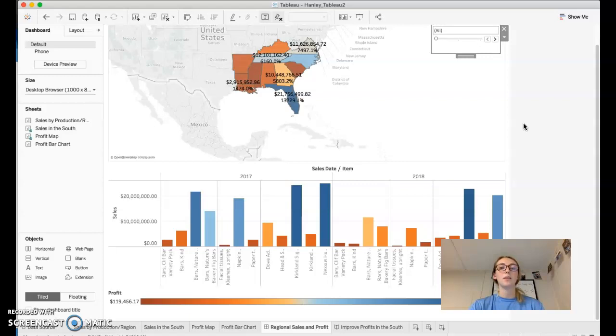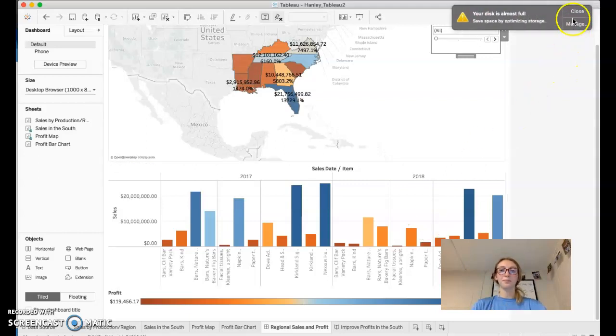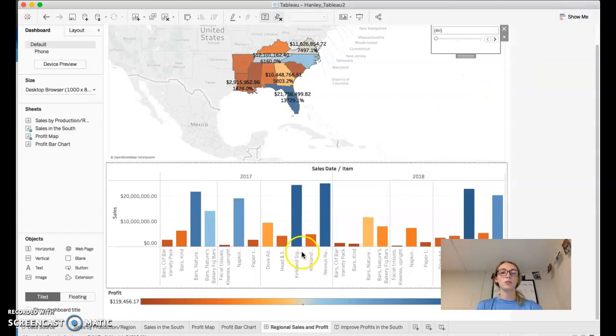Under the profit map is the sales in the South worksheet followed by a colored graph. The sales in the South is again side by side in years and includes all items, once again as a way to compare from the year prior. I put this under the profit map in case the map needed further explaining when giving this back to the grocery store.